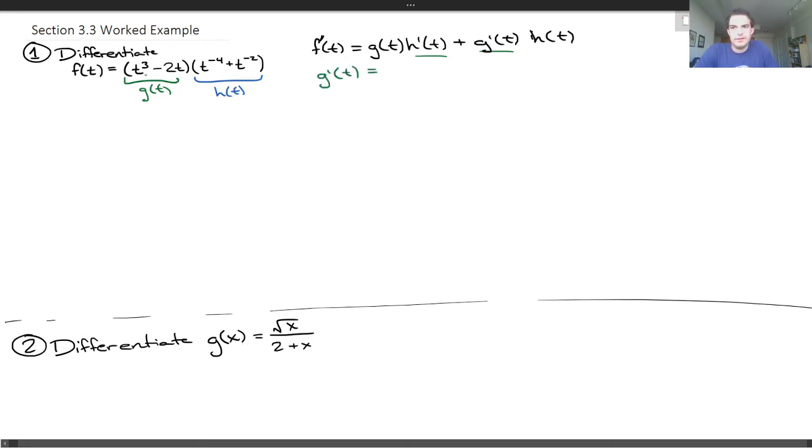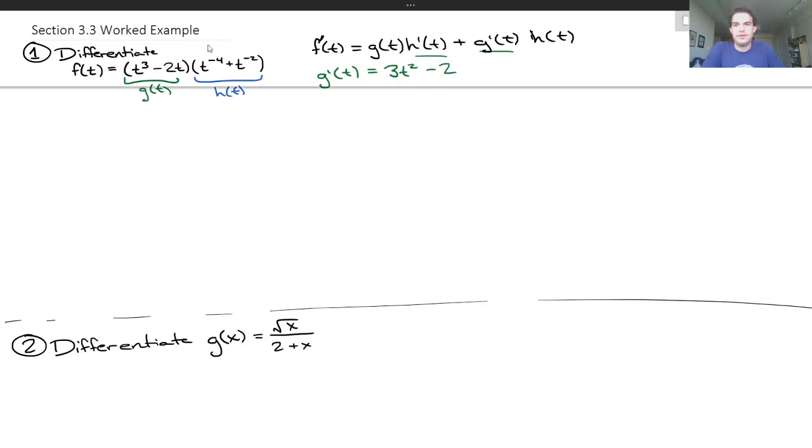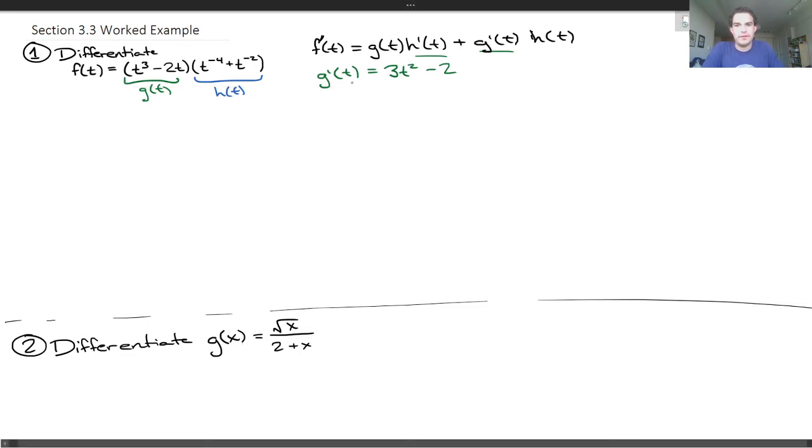So g prime of t, that's going to be the derivative of t cubed minus 2t. And for that we can just use the power rule. So derivative of t cubed is 3t squared, and derivative of minus 2t is just minus 2. And as we know, the derivative of a sum is the sum of the derivatives. So we can just take those derivatives separately and add them together, and we're all set.